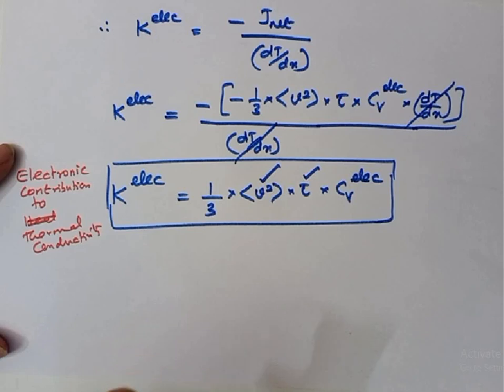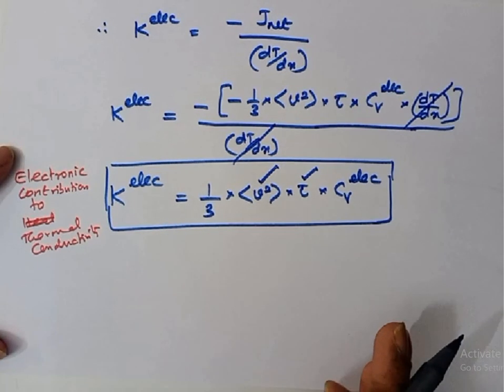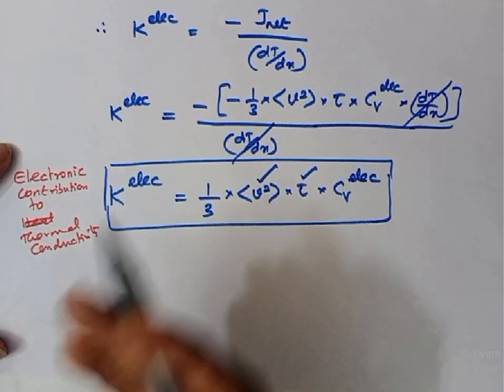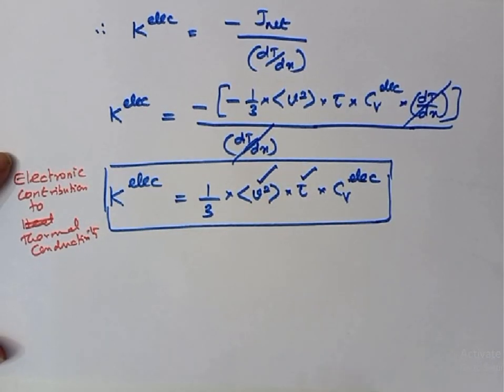Clear? What we are going to do in the next class is what are the successes of this model and what are the limitations, right? This is what we are going to do in the next class.